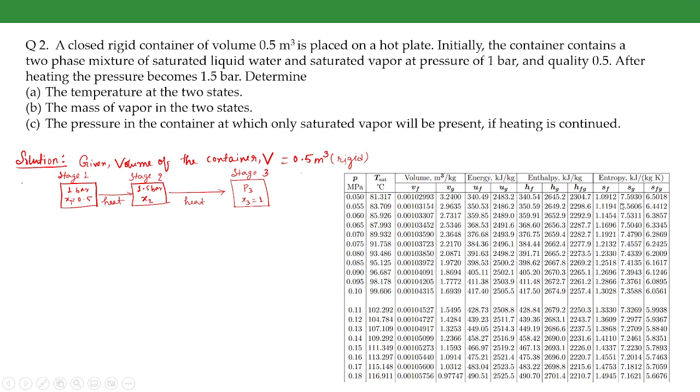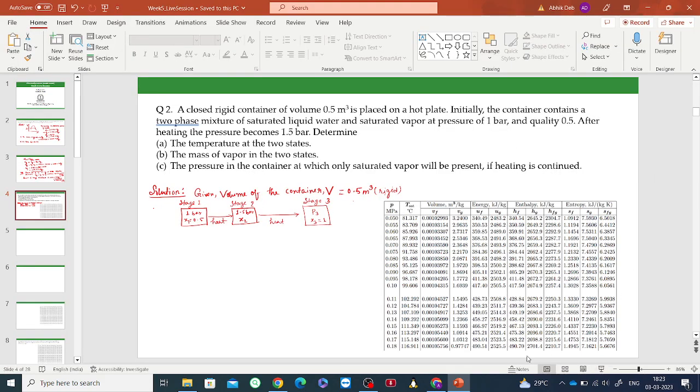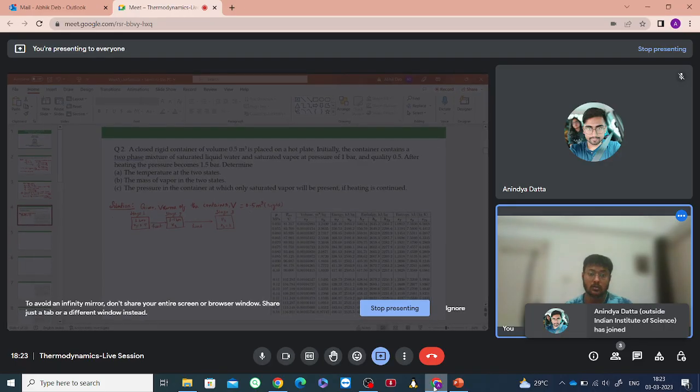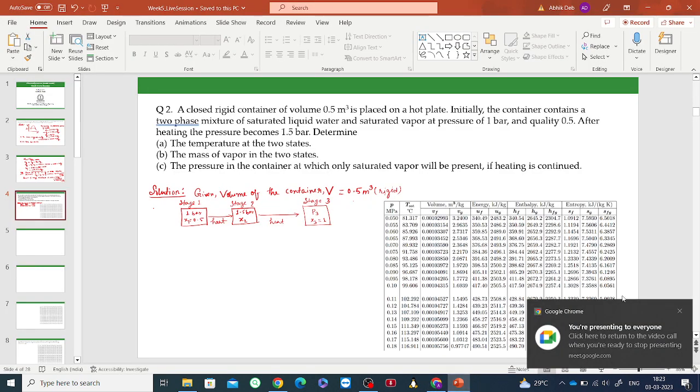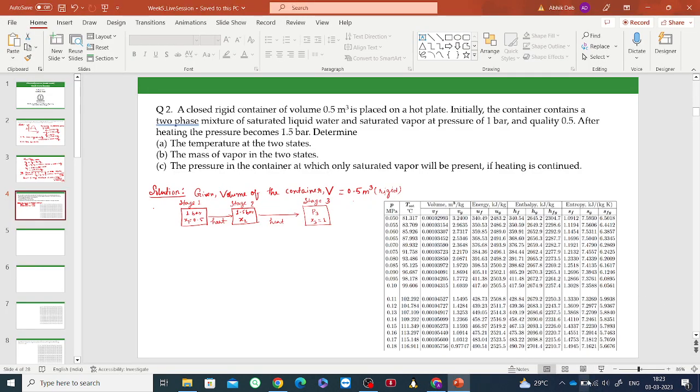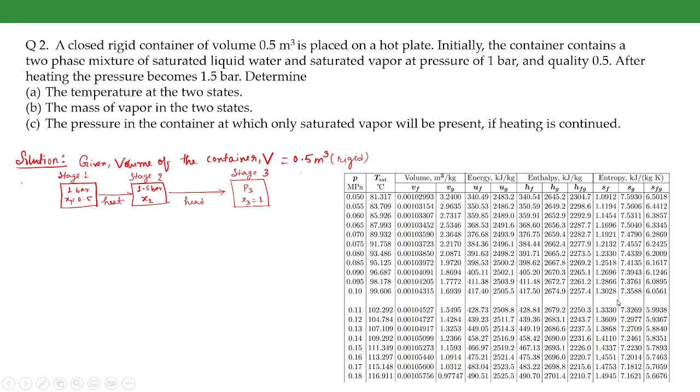A closed container of volume 0.5 meter cube is placed on a hot plate. Initially, the container contains a two-phase mixture of saturated liquid water and saturated vapor at a pressure of 1 bar and quality 0.5. After heating, the pressure becomes 1.5 bar.